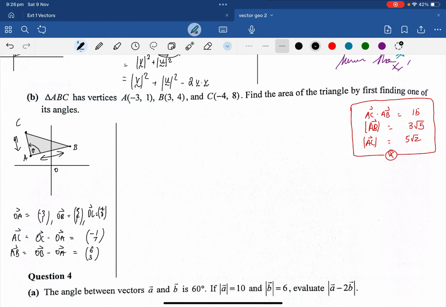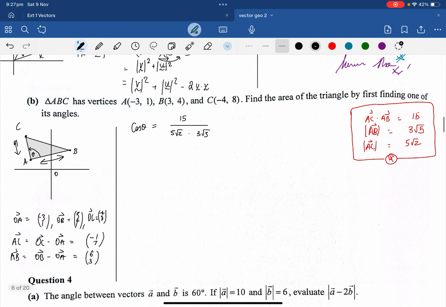Now we can go on and solve the question, which is saying cos theta is equal to, remember, the top is our vector product, so AB into AC, and the bottom is just 5 root 2 into 3 root 5. But don't we need to find the cosine of theta?